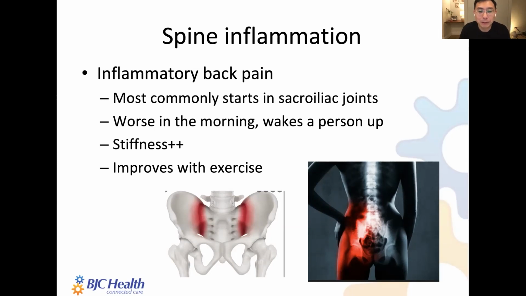The hallmark of inflammatory back pain is pain worse in the morning. Sometimes it wakes a person up in the morning. A person may come in and describe, well, I wake up at 4 a.m. or 5 a.m. by the pain. And there's usually a lot of stiffness associated with the pain. And the pain improves with exercise. So very unlike osteoarthritis or other muscular causes of back pain, it improves a lot with exercise.